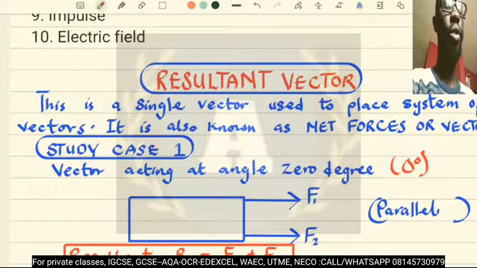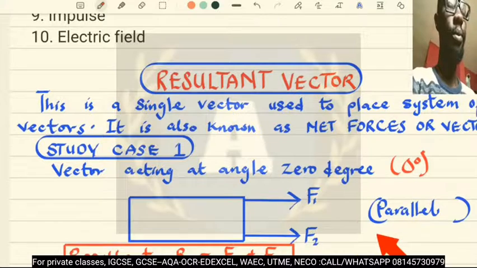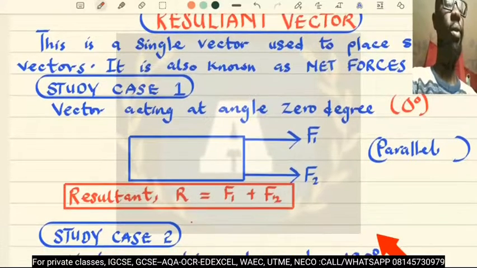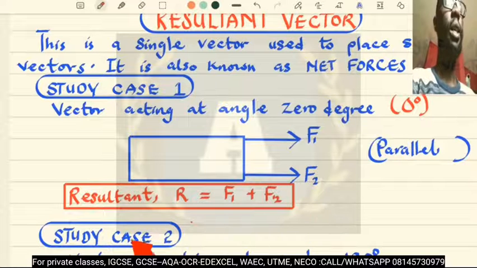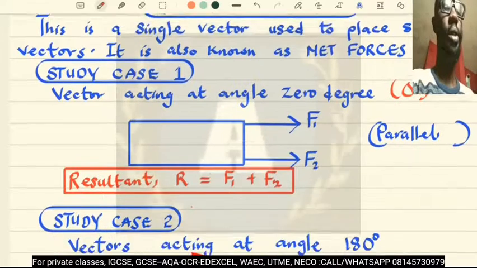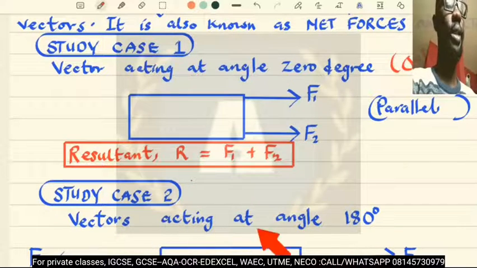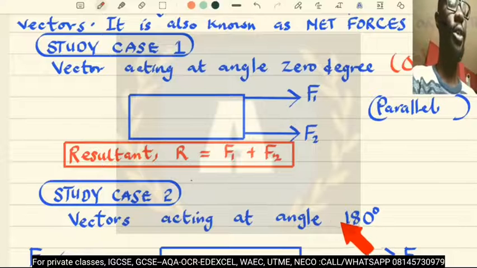So now the resultant vector will be equal to F1 plus F2. Okay, so that is the first case. Always remember this formula. Now the second case, study case 2, is vectors acting at an angle of 180 degrees.